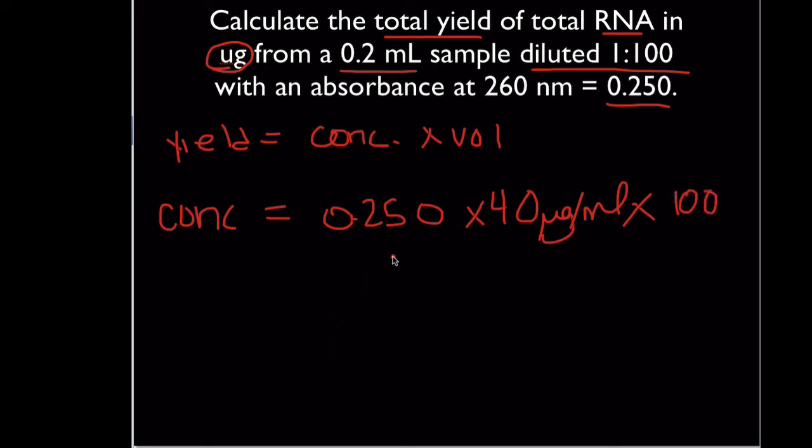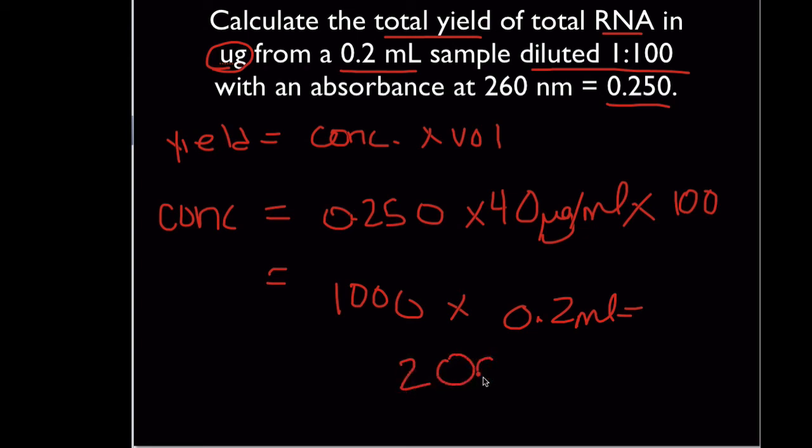So that is 0.250 times 40 times 100. This is 1,000. And then you multiply it by 0.2 mils, your concentration times your volume, to get your yield. So this is 200 micrograms. So that's the final answer for that one.